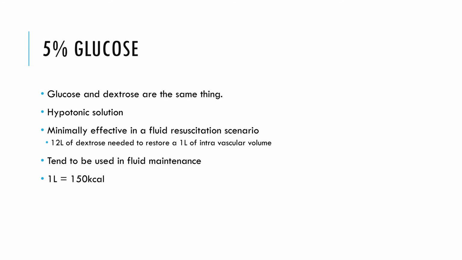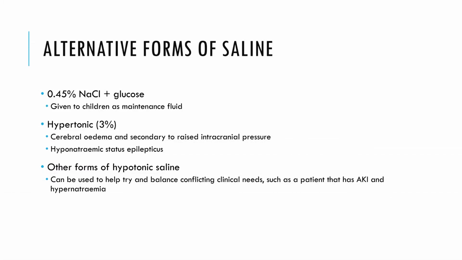While 5% glucose does contain reasonable quantities of sugar, it's worth bearing in mind that it isn't able to provide the daily calorie requirements of an adult human, with approximately 1 litre containing around 150 calories only. And very briefly, I'll just go over some of the alternative forms of saline that can be given. So first up, we have 0.45% sodium chloride plus glucose. This is all together in one bag.